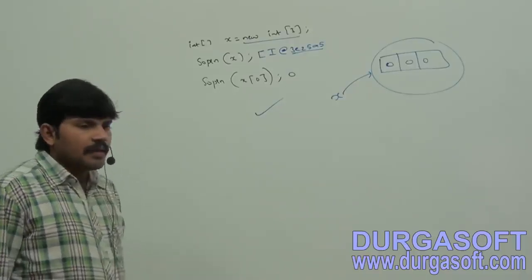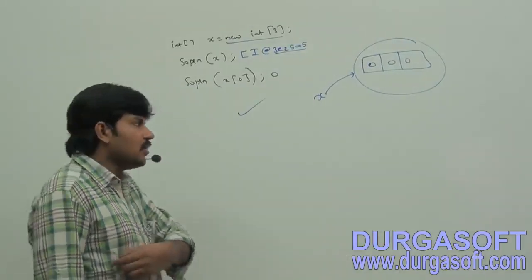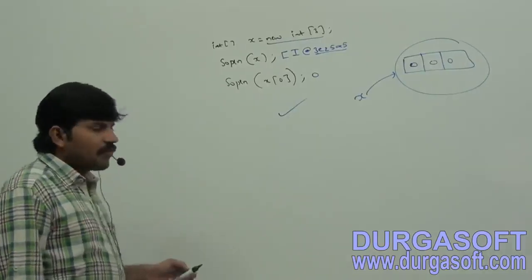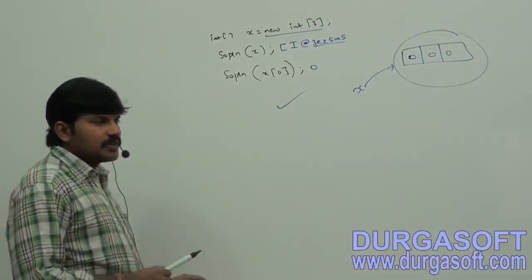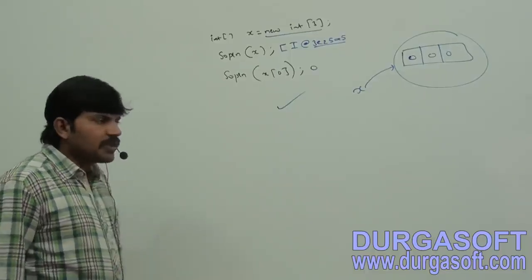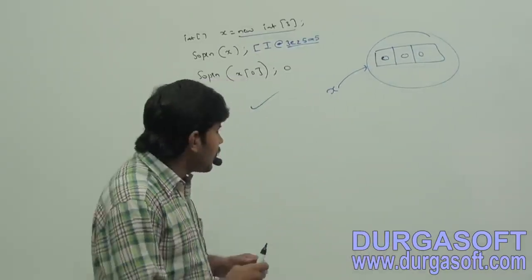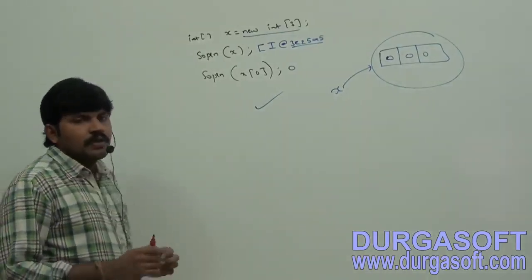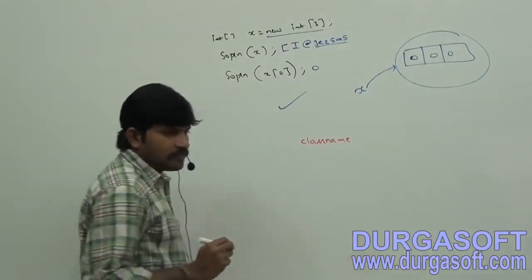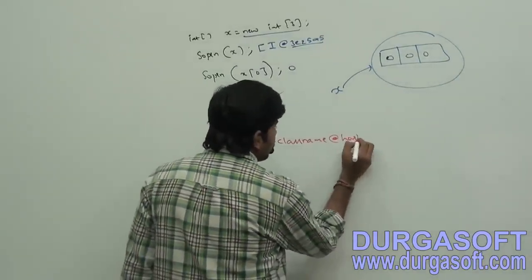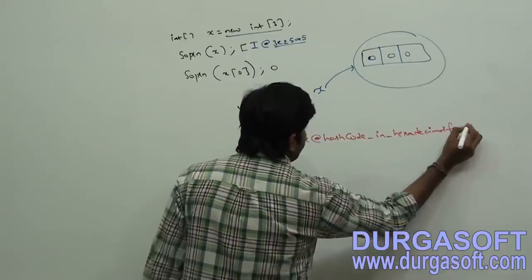internally the toString method will be called, which is implemented by default to return the string in the following form: class name at the rate hash code in hexadecimal form. Okay, take this one.